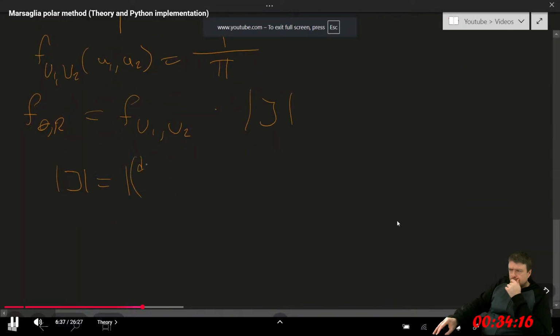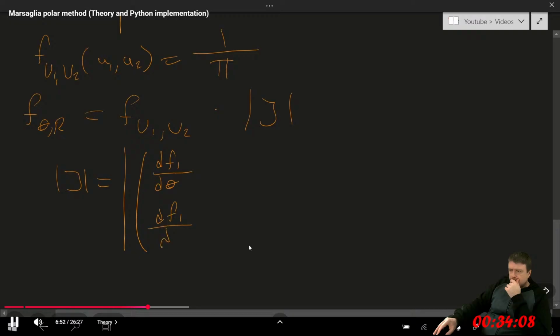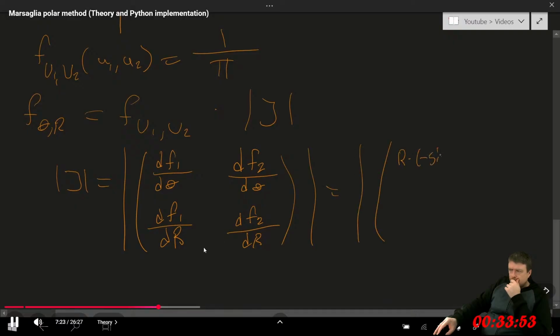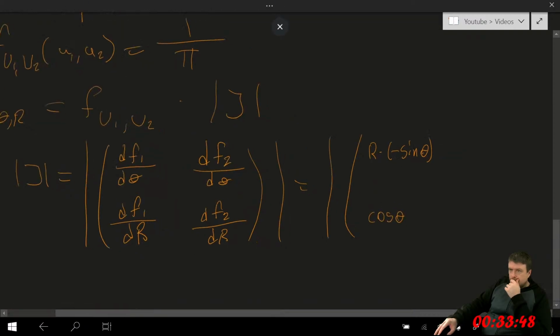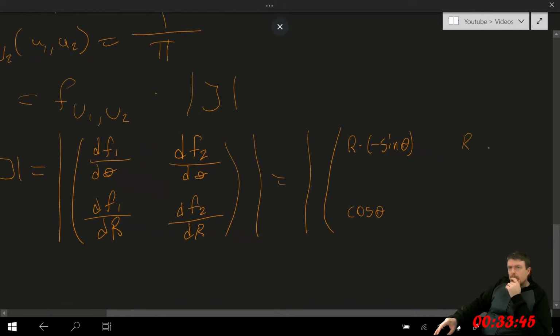Is the matrix ready? Df1 by d theta, df1 by dr. So we take the derivative with regards to one variable then the other, and then we do the same for the other function. So this function is r times the cosine of theta, so this will be equal to r times minus sine theta. Now here we will have just cosine of theta. Up here we have r times the derivative of sine theta, which is cosine theta. And up here we have sine theta.